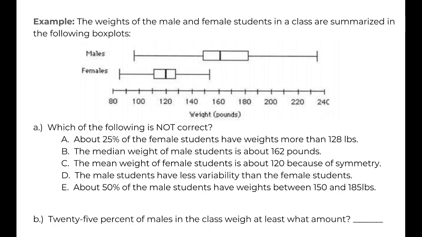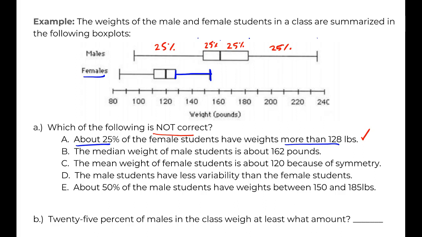So 25% of females have weights more than 128. So we're looking at females. More than 128, so 128 is right about here. More than would be, yeah, that's exactly what a box plot does. Our questions about box plots are either going to be making sure that we know the 5-number summary or making sure that we realize the 5-number summary divides our data up into 25%, right? Into even amounts like we saw when we first talked about the 5-number summary. So this is true, which we're not looking for. We're looking for not correct.